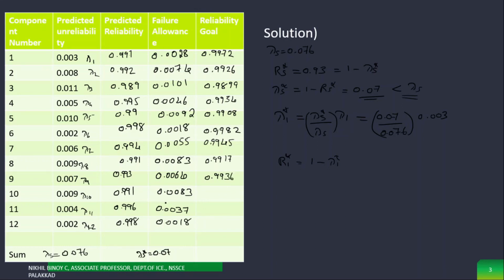The reliability goal of the 10th component is 1 minus 0.0083, so that is 0.9917. We already have that value. Now the reliability goal of the 11th component is 1 minus 0.0037, that is 0.9963. The reliability goal of the 12th component is 1 minus 0.0018, that is 0.9982. Okay, so these are the reliability goals of each component.